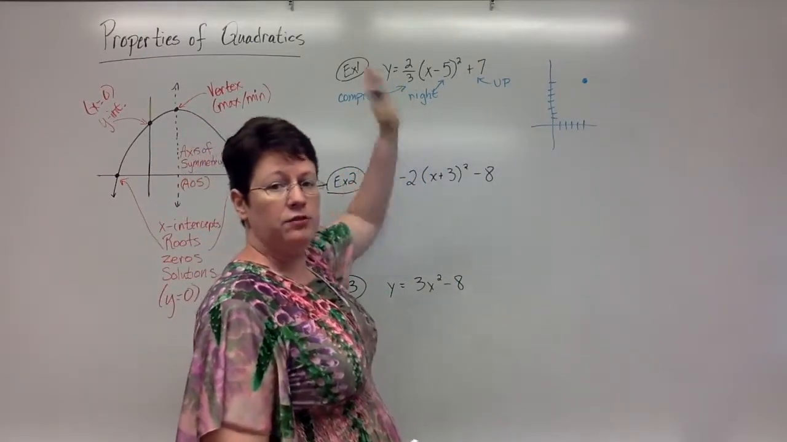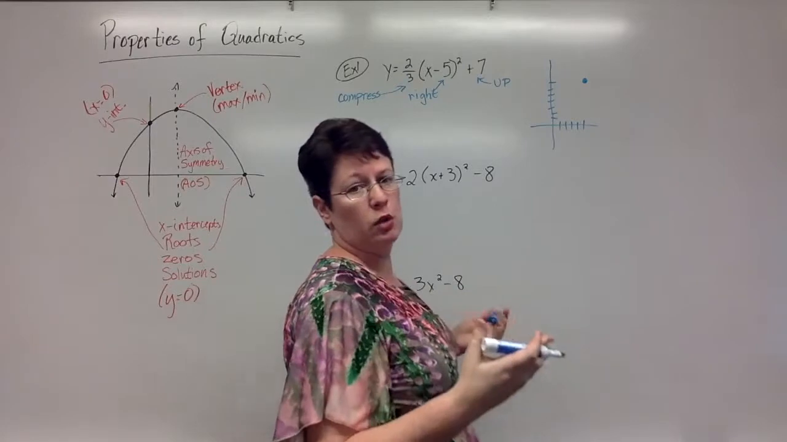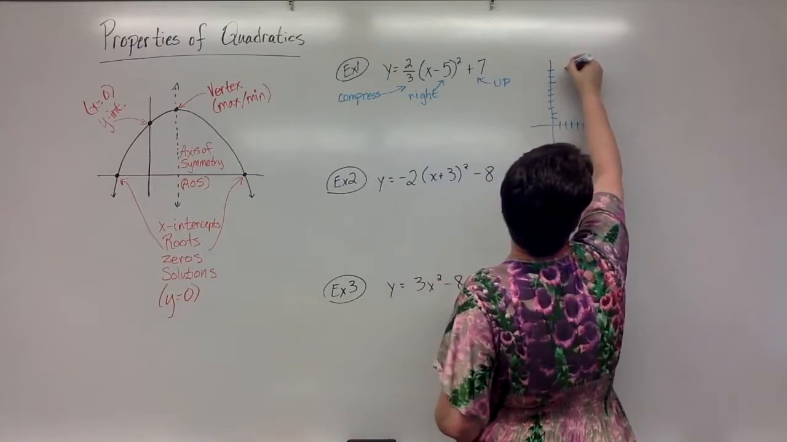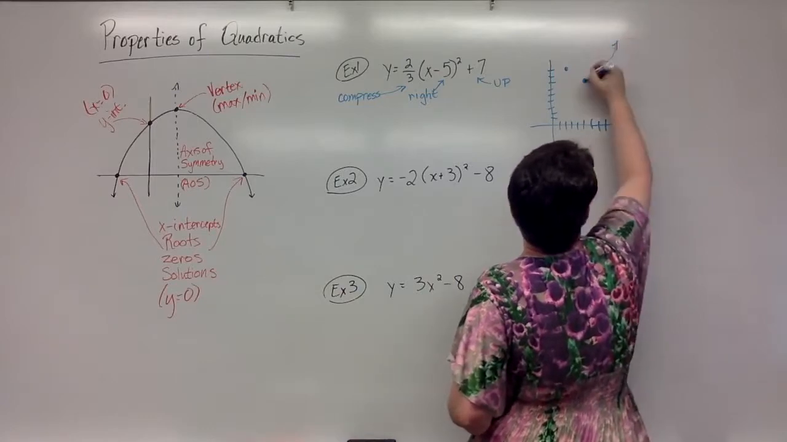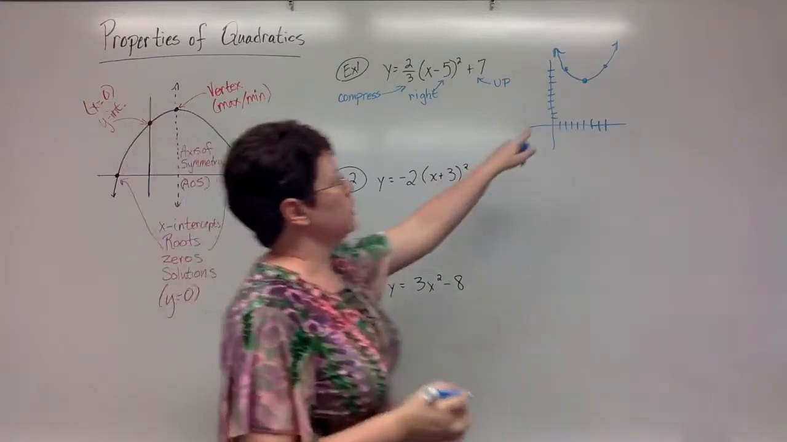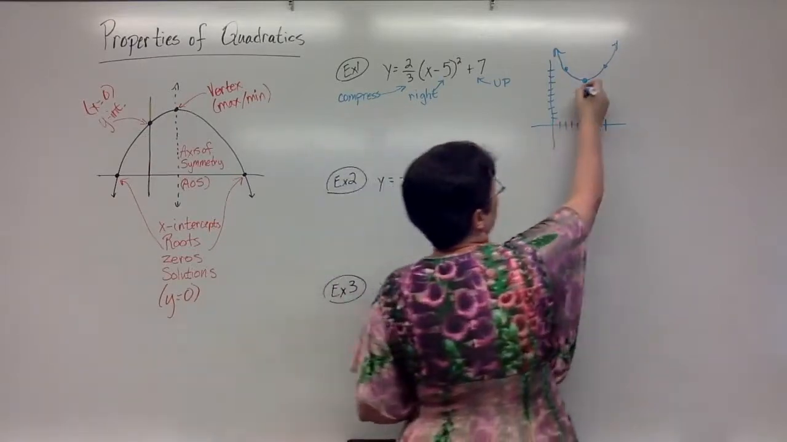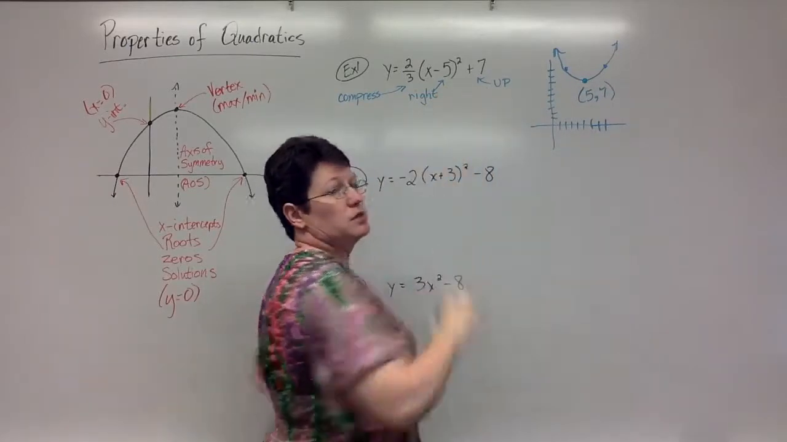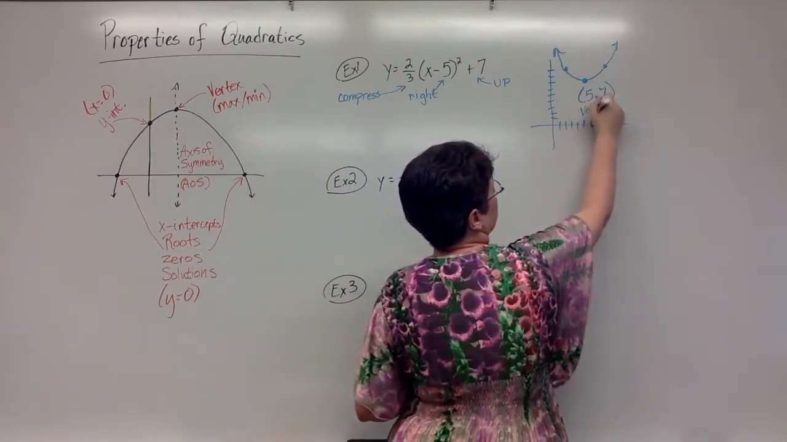Now, does this parabola face up or face down? It faces up. And the 2/3, think of it as a slope. We're going to go up 2 and out 3. So I'm going to go up 2, out 3. So my parabola is wider. Up 2 and out 3. Now, this point right here at the bottom is the vertex. Where was that point? Well, that point is at 5, 7. We went right 5, up 7, so it's at 5, 7. Easy enough. This is our vertex.